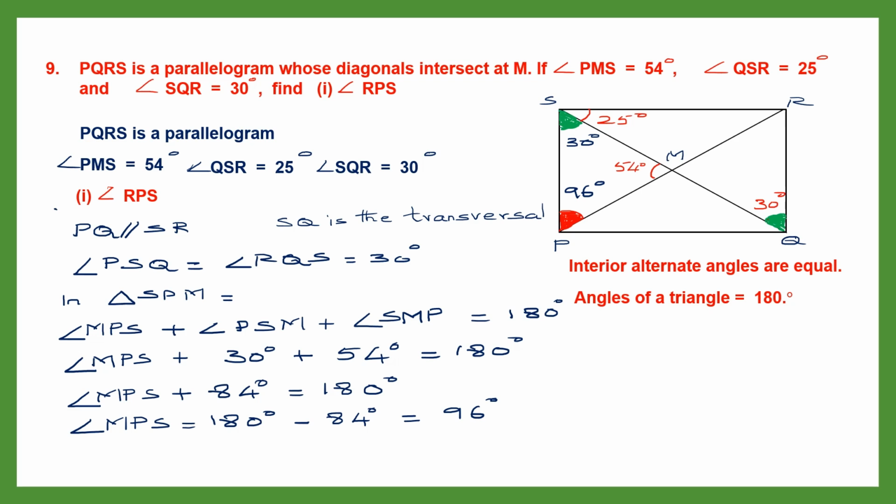And what is our question? Question is this, that is, we have to find angle RPS. Now let's see where it is. So we have R, P and S here, and angle RPS is 90 degrees. So we have found the answer to this. Angle RPS is 90 degrees.